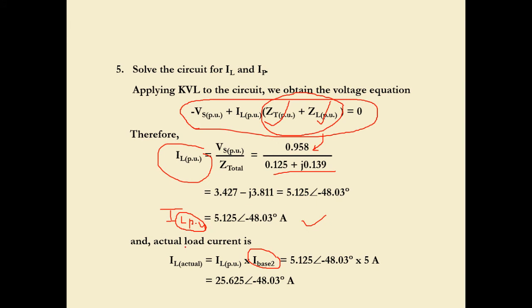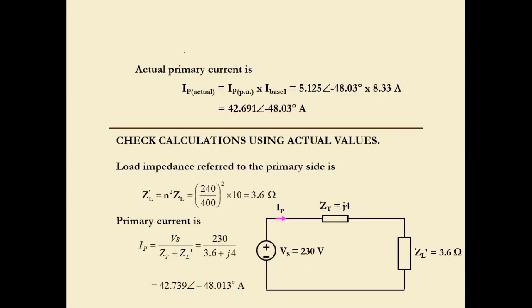Why I base 2? Because it is the load current, and the load current flows at the secondary side of the transformer. So we take the I base 2 value, multiply by ILPU, so we can get the IL actual. Now the IP actual, the primary current: again, just multiply by I base 1, since the primary current flows at the primary side. So we have IP multiplied by 8.33, the I base 1. And finally, the IP actual is 42.691 at minus 48.03.